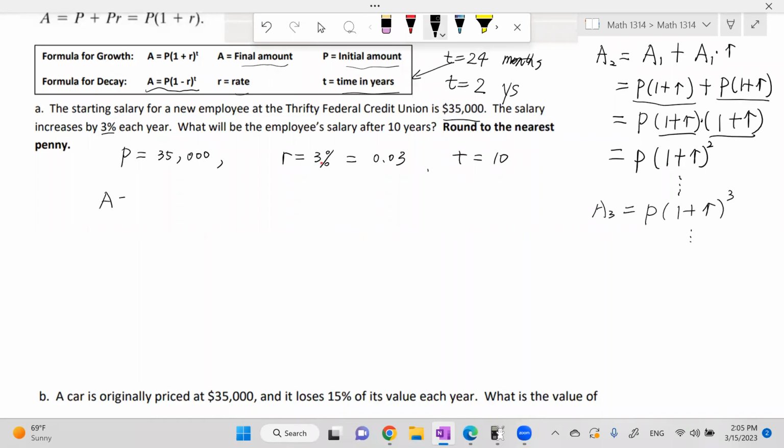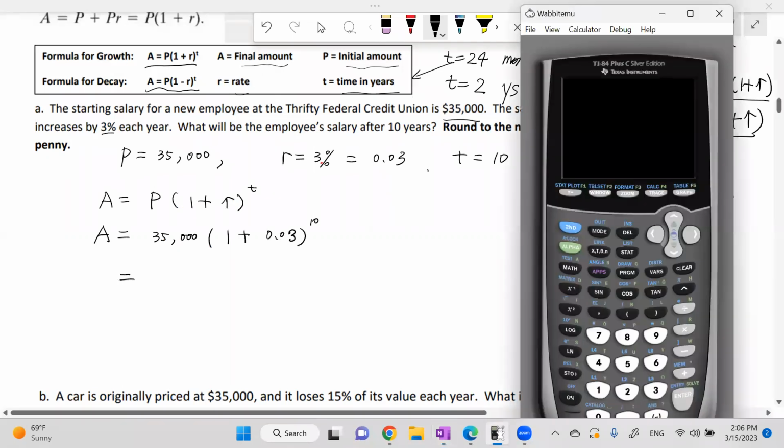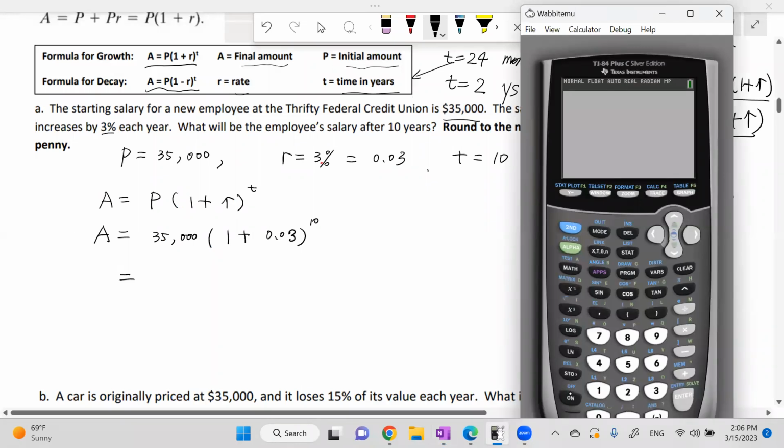It's asking for the salary, which is increasing, so we use the formula for growth. That's P times 1 plus R to the T's power. So plug in all the information. P is 35,000 multiplied by 1 plus R, which is 0.03, to the 10 years. So we are using the calculator.